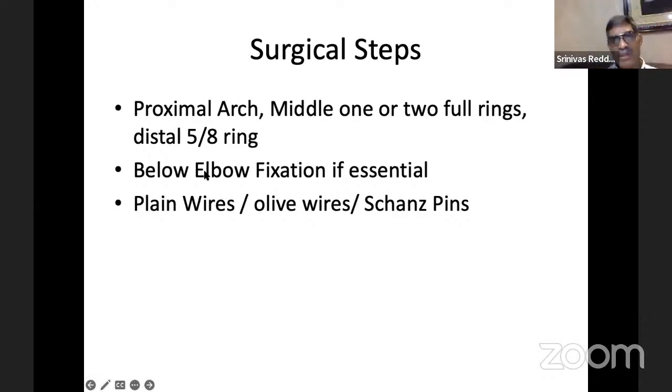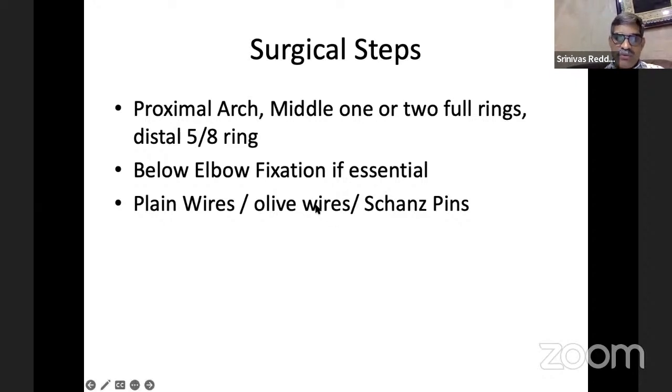Below elbow fixation, sometimes in supracondylar fracture non-unions, when the bone is osteoporotic, we need to go for below elbow fixation. And the wires, olive wires, plain wires, and Schanz pins can be used. In the humerus, many times we can go for 1.5 wires, unlike the 1.8 wires which we use in lower limbs. And exceptionally, in obese individuals, we can go for 1.8 wires.